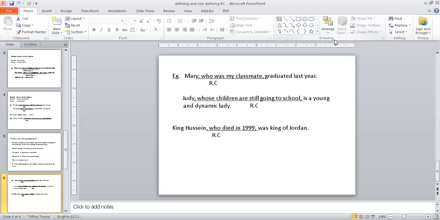فطالما هو بيعطي معلومات إضافية عشان أعرف Mary, so you have to put this relative clause between commas. الكومة الأولى before the relative pronoun who, والكومة الثانية بنهاية the clause. Again, if we say Mary graduated last year, the sentence is complete ومعنى الجملة كامل وواضحة. Who was my classmate is extra information about Mary, وهذا النوع بسميه non-defining relative clause.